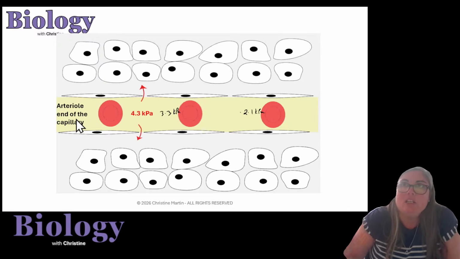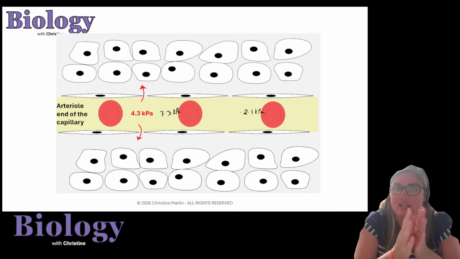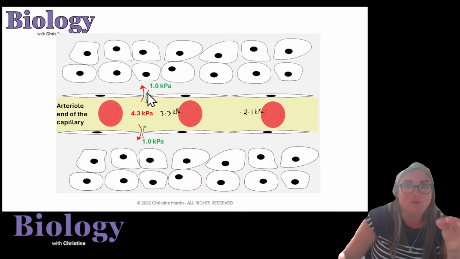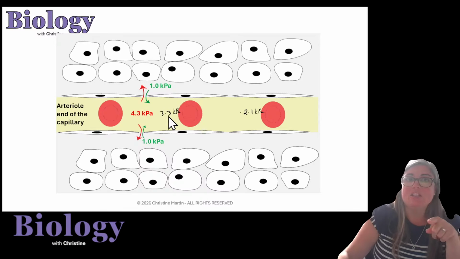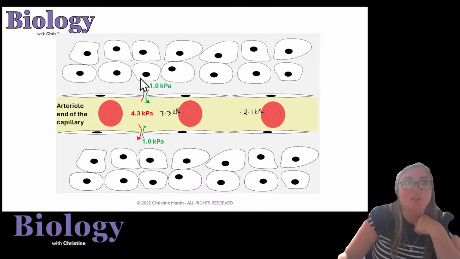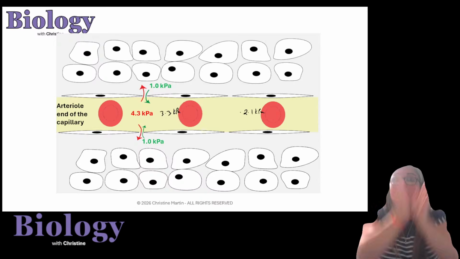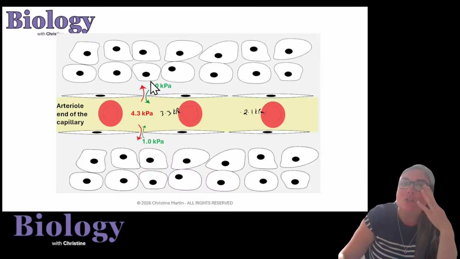When we look at tissue fluid formation or ultrafiltration, we need to understand hydrostatic pressure. So if I have hydrostatic pressure, which is 4.3 kilopascals pushing out, and I have hydrostatic pressure from my tissue fluid pushing back in, the overall difference is there is a net of, in this case, 3.3 kilopascals pushing out. So the net overall force is going to push the fluid out of the capillary into the tissue fluid.